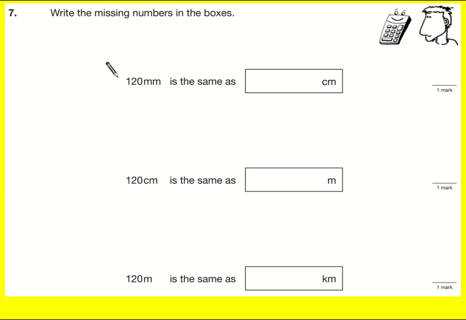We're being asked about measurements here. Some key facts that you need to know. First one is that 1 centimeter is equal to 10 millimeters. You can actually get this one off your ruler.